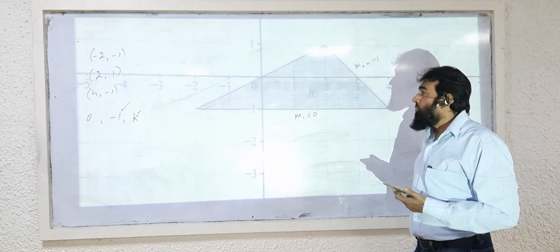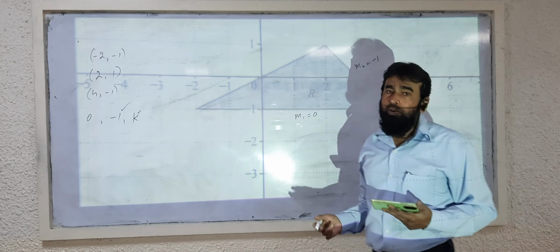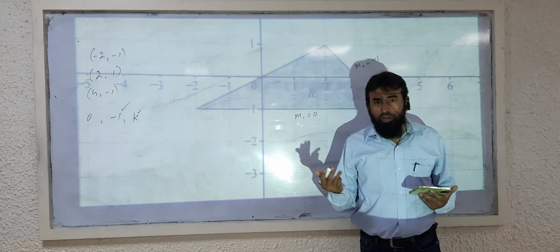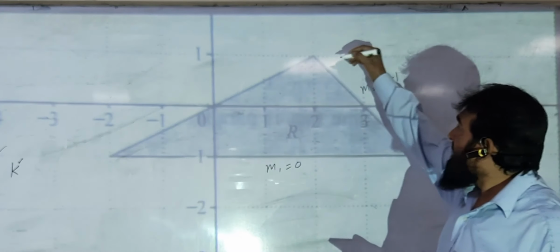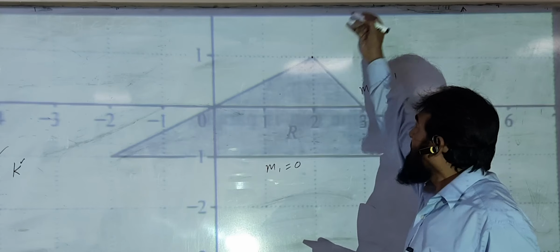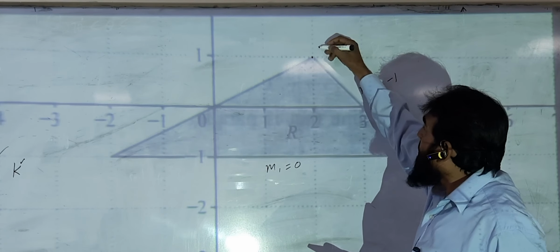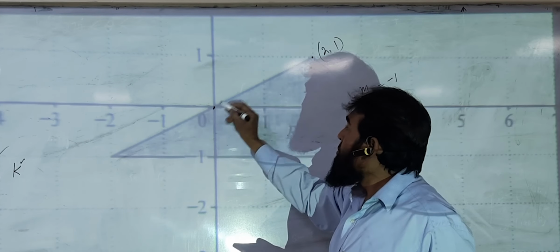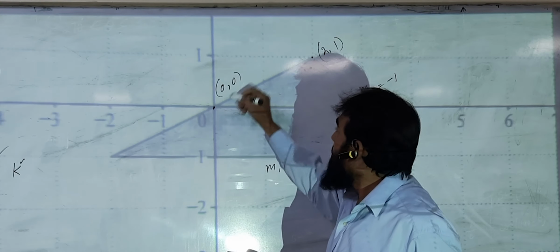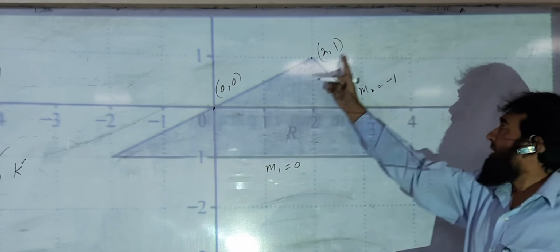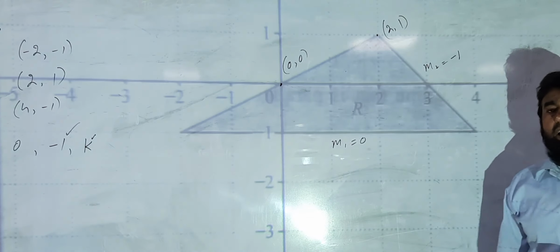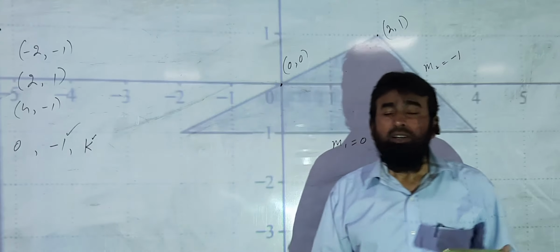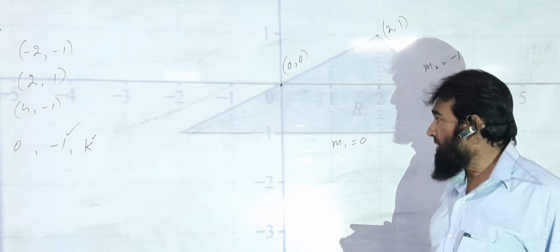You know the formula to find the gradient: y2 minus y1 over x2 minus x1, or you can also use rise over run, it's up to you. I am taking any 2 points which are clear, like this point which has coordinates 2 and 1, and I can also use this point 0, 0. I am using these 2 points to find the gradient of this line, which is K, because he is saying that K is the gradient of the side. I am going to find this.